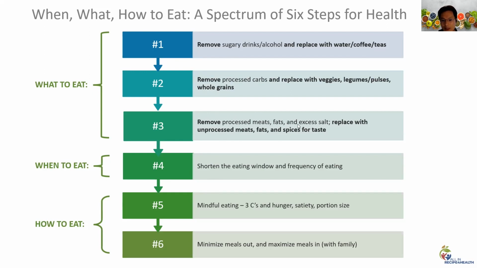Remove the processed stuff, the processed meats, fats, and maybe excess salt. Replace with unprocessed meats, fats, and spices for taste. The idea is that it's about making the veggies tasty, but it's also for folks who just want to eat the meat for its own sake, not because of veggies being tasty, that these unprocessed meats, fats, and spices together can be tasty.